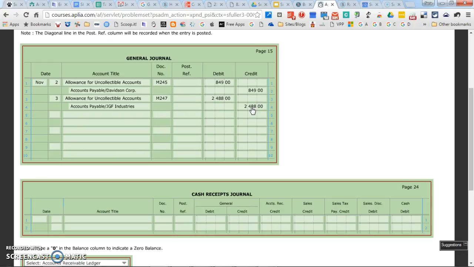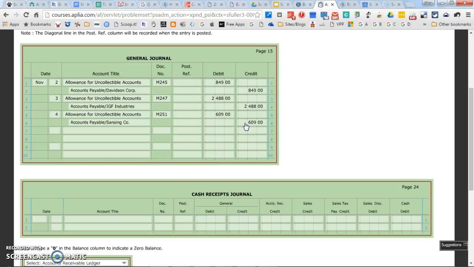Our next transaction, we wrote off Samsung Company's past due accounts as uncollectible, $609, M251. So our date is the 4th. Account title, Allowance for Uncollectible Accounts. Document number is M251. It's a debit of $609. Our second line is accounts receivable, Samsung Company, credit, $609.